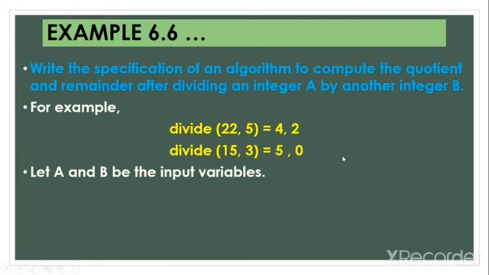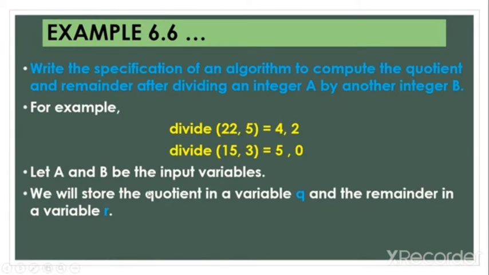இப்போ நமக்கு two values வேணும். ஒன்னு dividend, இன்னொன்னு divisor வேணும். இது ரெண்டுமே நம்ம a and b எடுத்துக்கிறோம். So a and b be the input variable. We will store the quotient in a variable Q and the remainder in a variable R. So நம்ம two integers value எடுத்துக்கிறோம் a and b.